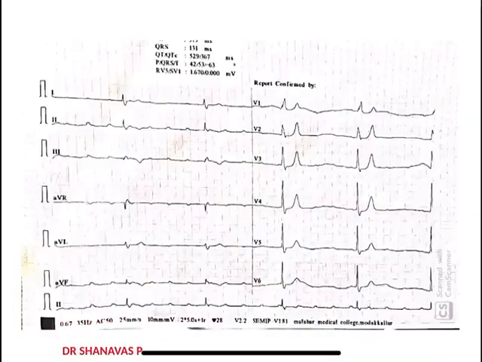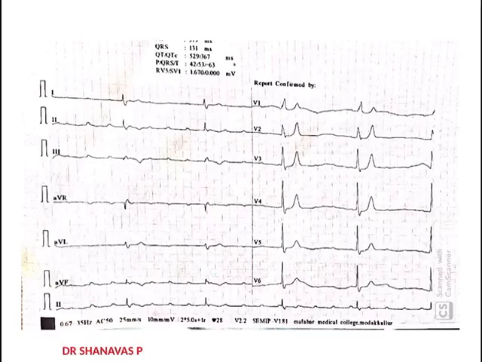And the fourth criterion, the PR interval will be totally varying. So this is also clear. This is the classical 4 criteria to satisfy a complete heart block. Okay, so this is a very simple topic. You have to go through the topic again.